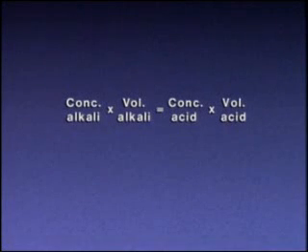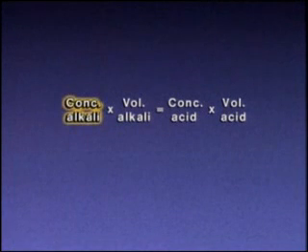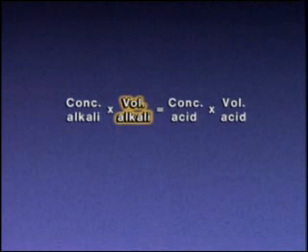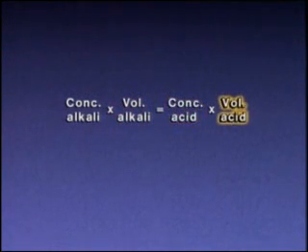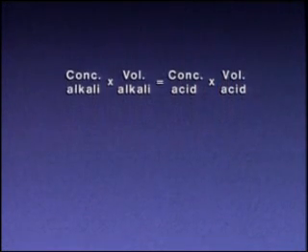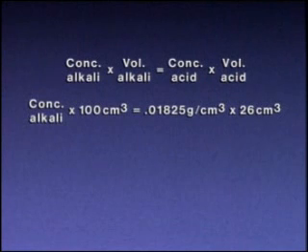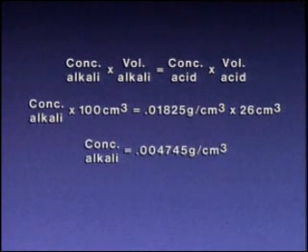To determine the concentration of alkali in the sample, we can use this formula, which states that the concentration of the alkali times the volume of the alkali sample equals the concentration of the acid times the volume of the acid used to neutralize the sample. We can substitute the known values from our example and then calculate the concentration of the alkali, which in this case is 0.004745 grams per cubic centimeter.